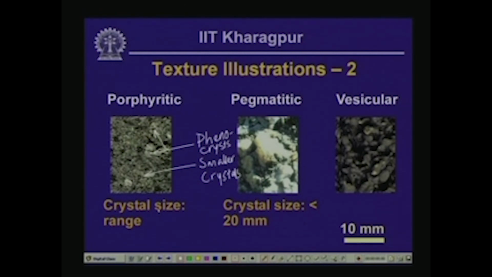Then you could have pegmatitic structure. In this case, the crystal size could be very large indeed, and you could get crystals as large as 20 millimeter. And vesicular structure is shown on the right, and here you could see very clearly the bubbly nature of this particular texture. The scale in this case is noted on the right bottom for comparison of these different types of pictures, and scale, by the way, was indicated on the previous slide as well.